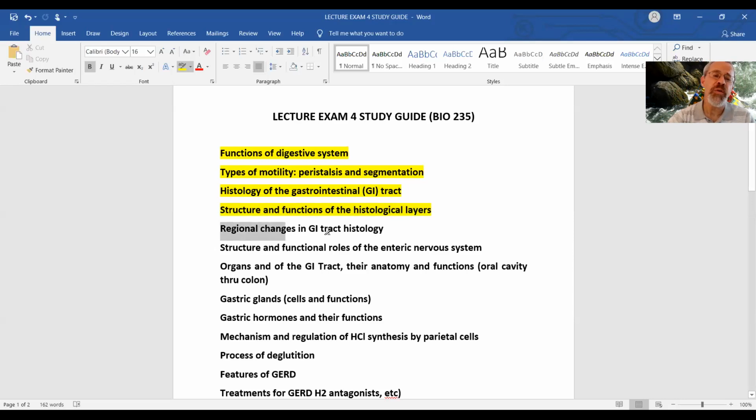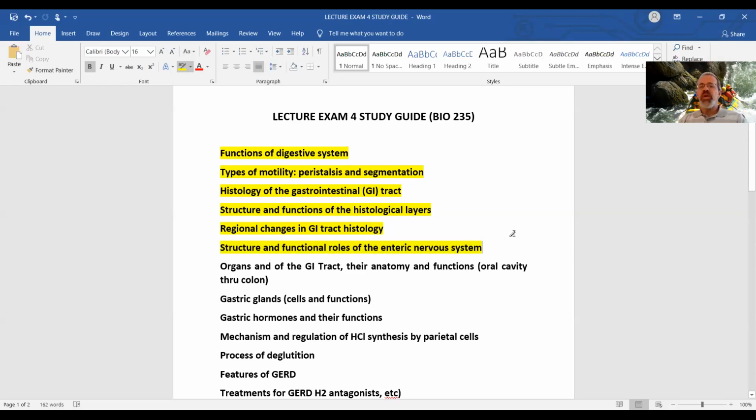Also, of course, you should know what the regional changes are. So for example, remember, no matter what, there are 4 layers, but in the esophagus and the oral cavity, the muscularis is skeletal muscle, and then we transition into smooth muscle. Remember in the stomach, there are 3 layers of smooth muscle in the externa, things like that. We have gastric pits, villi, whatever in the intestine. So just know the changes in the histology with the different regions.